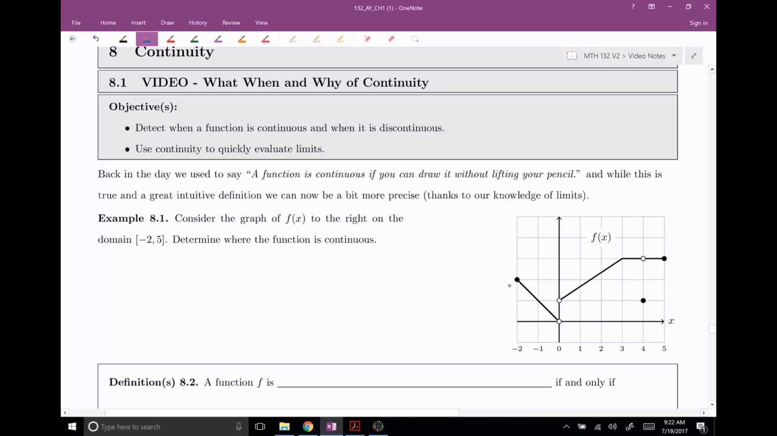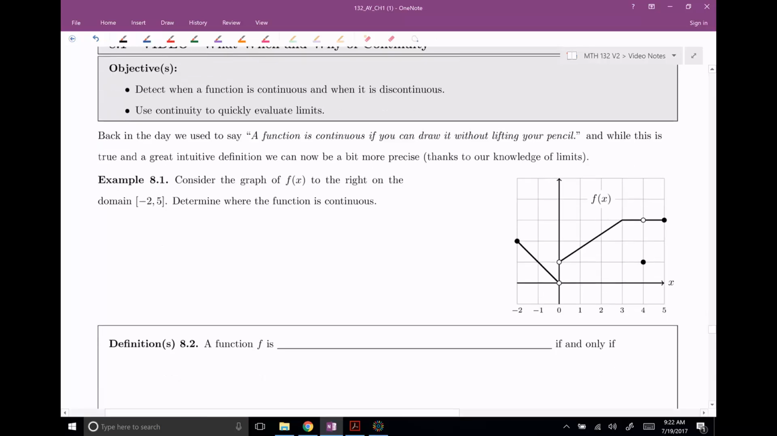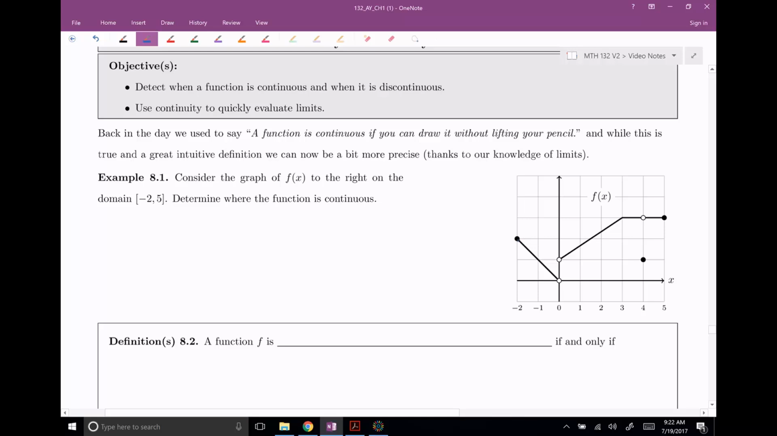So I can go all the way down to the x value -2, all the way up to the x value 5, but that's where the function stops. Determine where the function is continuous. All right, so it looks like I could take my pencil and draw all the way up to 0, but then if I wanted to continue, I'd have to lift my pencil. So it's not continuous at 0.